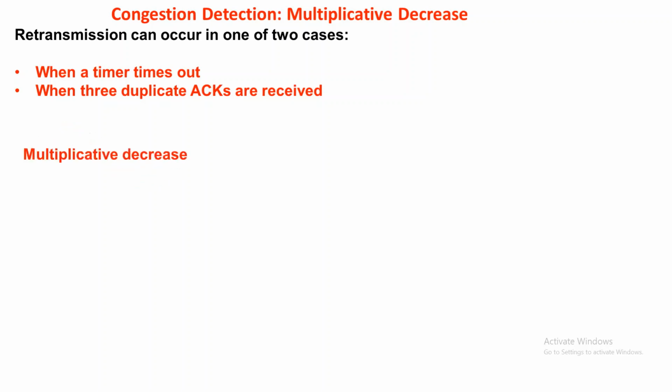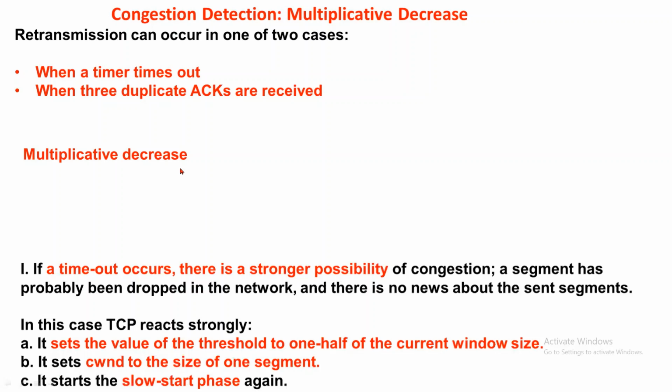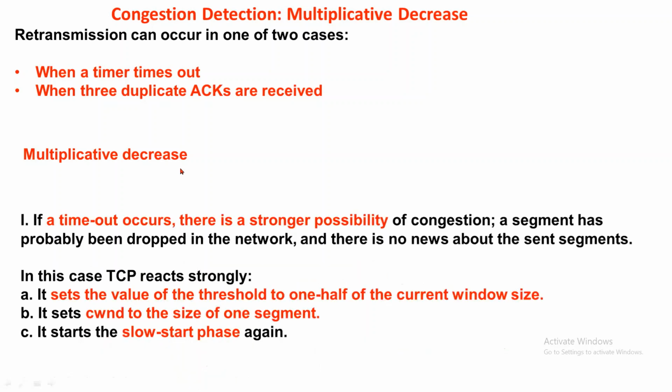So this congestion detection is also called multiplicative decrease. Whatever may be the reason for retransmission, whenever there is a retransmission, it means congestion is being detected. And in that case, the size of the congestion window is reduced to 1/2 of the current window size. That is called multiplicative decrease. So let's examine each of these 2 cases one by one.